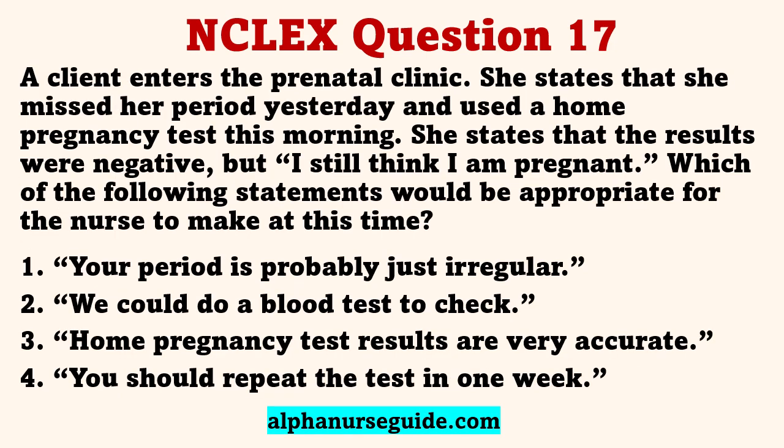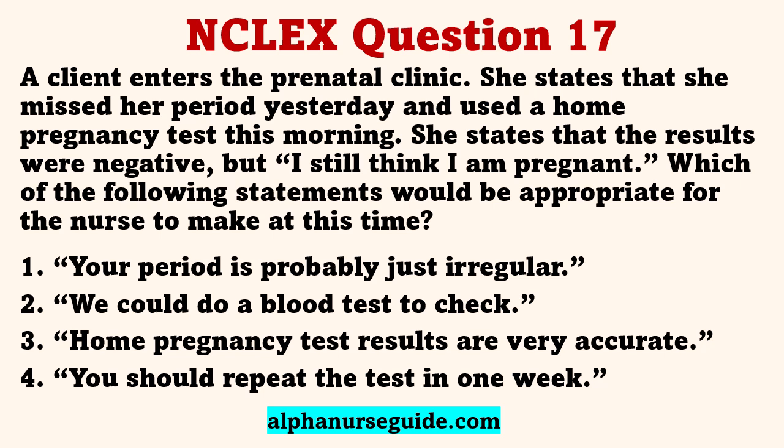A client enters the prenatal clinic. She states that she missed her period yesterday and used a home pregnancy test this morning. She states, "The results were negative, but I still think I am pregnant." Which of the following statements would be appropriate for the nurse to make at this time? 1. Your period is probably just irregular. 2. We could do a blood test to check. 3. Home pregnancy test results are very accurate. 4. You should repeat the test in 1 week.